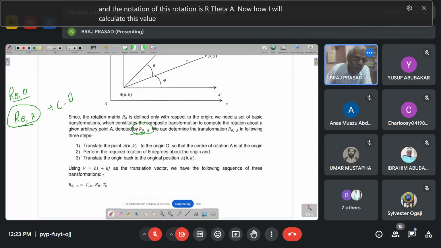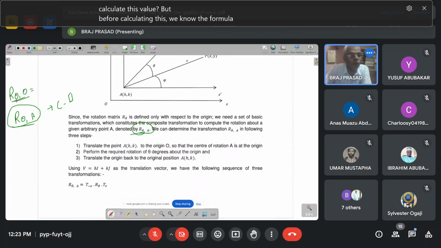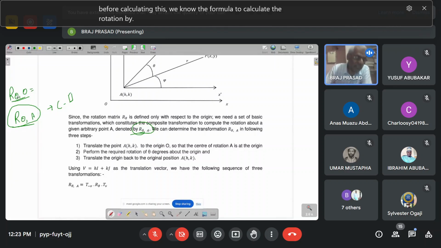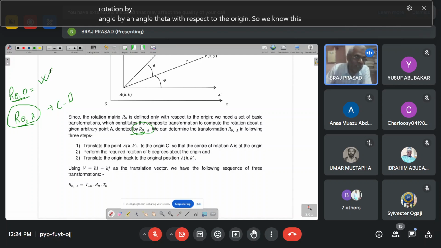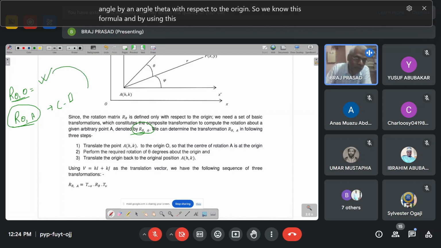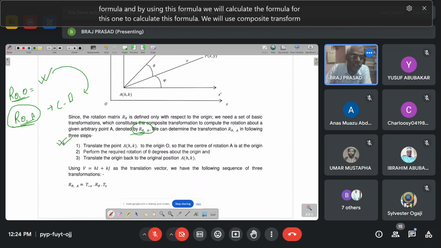But before calculating this, we know the formula to calculate the rotation by an angle theta with respect to the origin. So we know this formula, and by using this formula we will calculate the formula for this one. To calculate this formula, we will use composite transformation. It means we will apply translation and rotation, both.